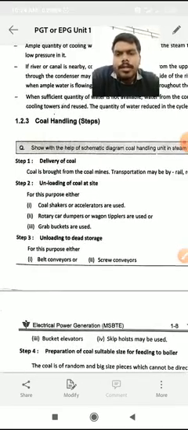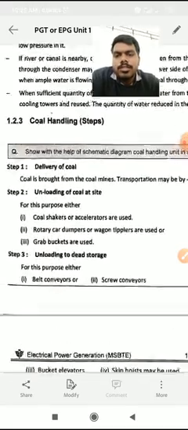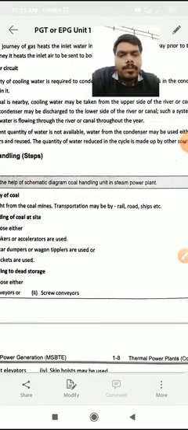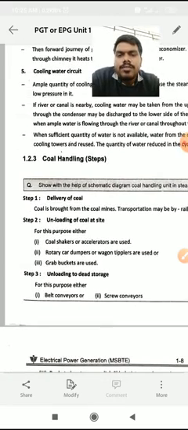Next one is coal handling. So how is coal actually taken inside the thermal power plant? The first part, step 1, is the delivery. Coal is brought from the coal mines with the help of transportation by rail, road and ships, etc. Then comes unloading of coal at the site.